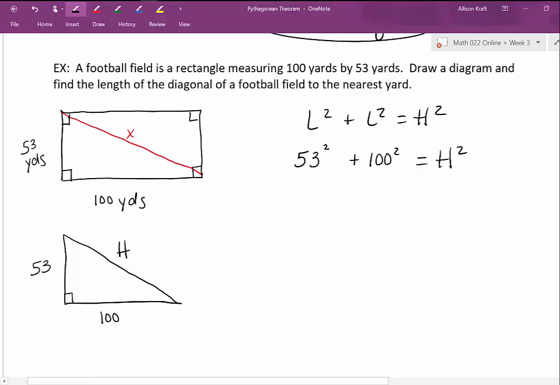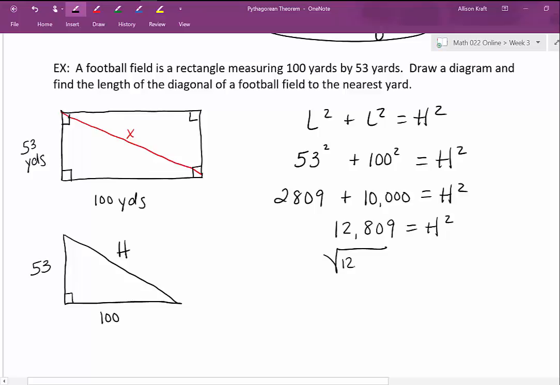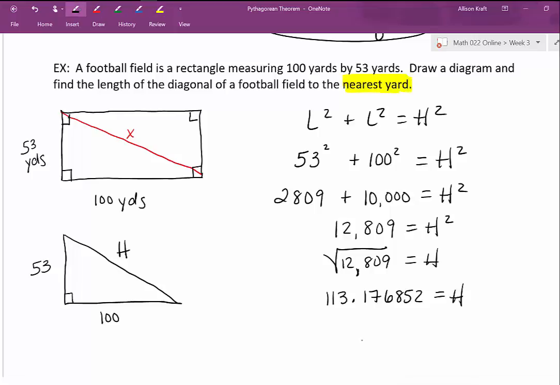We start by squaring our numbers. 53 squared is 2,809, plus 100 squared is 10,000. Combining our like terms on the left, we get 12,809 is equal to h squared. To find out what h is, we need to take the square root of 12,809. That is not a perfect square. We plug it into our calculator. We get 113.176852. That's equal to our hypotenuse. The direction says to round to the nearest yard. So rounding to the nearest yard, we get that the hypotenuse is 113 yards.